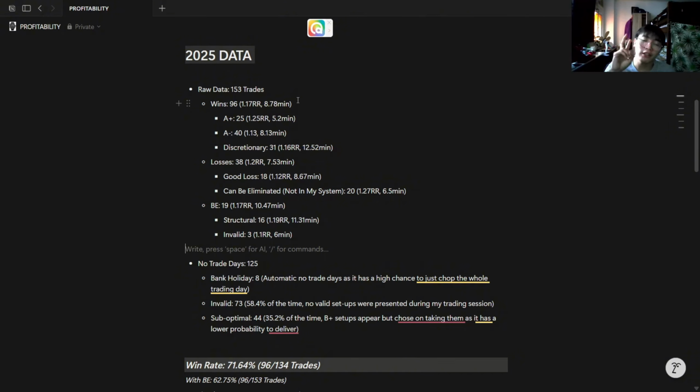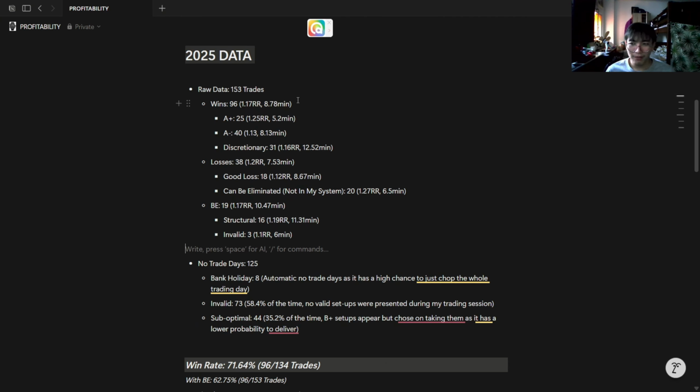As for losses, I categorize them into two: good losses and can be eliminated. Good losses are really part of the system, part of the statistics. It's an A plus or an A minus setup. The narrative was clear, the drawn liquidity was clear, but it just didn't quite work, and it is a good loss. Losing is a part of the game. There's no strategy that's 100% win. It's nothing like that, guys. If somebody claims they have a 100% win rate, it's already capped.